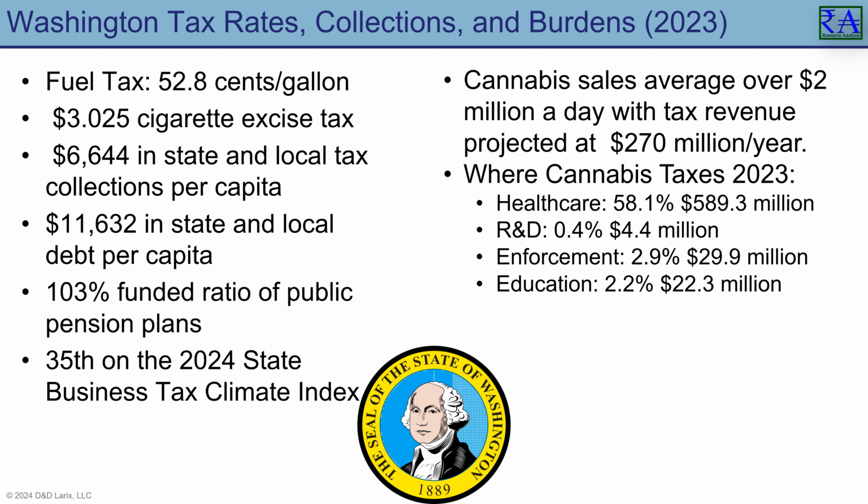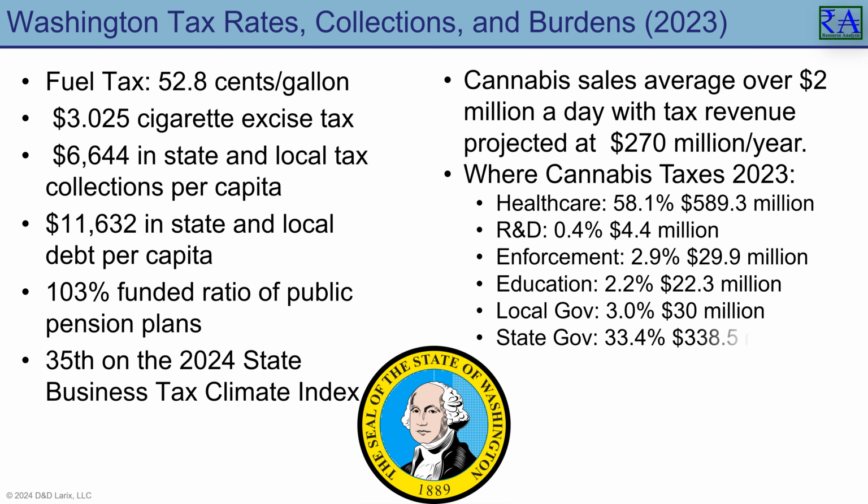These funds are allocated across various sectors. The majority supports healthcare, accounting for over half of the cannabis tax revenue. Other significant allocations include state government funding, local government support, and enforcement. This diversified spending not only highlights the economic impact of legalized marijuana, but also shows the role in supporting essential public services. When we compare these figures to traditional tax revenues, we can see cannabis sales have become an integral part of the state's financial landscape, contributing to public health, safety, and education.